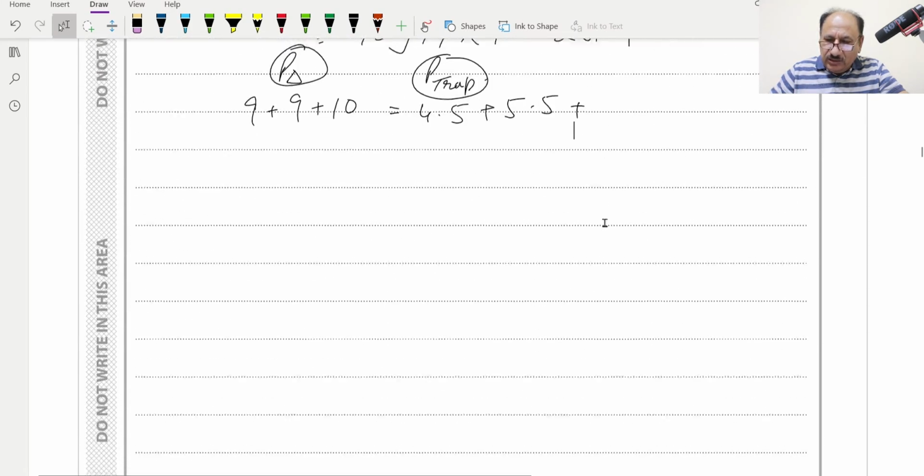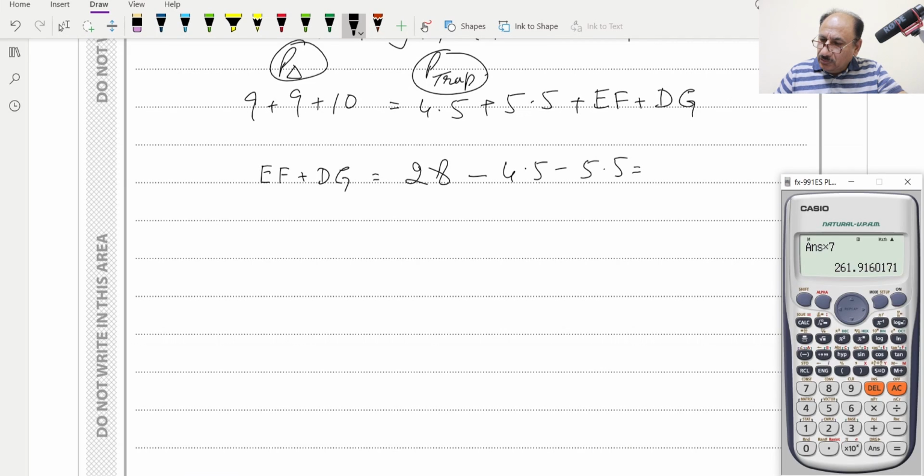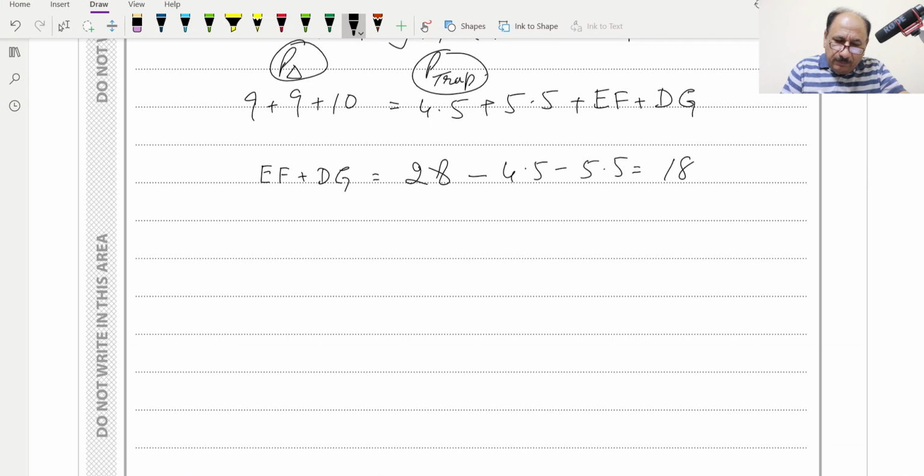So we can write EF plus DG. Now we can find EF plus DG value, which will be equal to 9 plus 9 will be 18, 18 plus 10 will be 28, 28 minus 4.5 minus 5.5, and this is equal to 18. So A plus B, this is basically A plus B value, which is equal to 18.